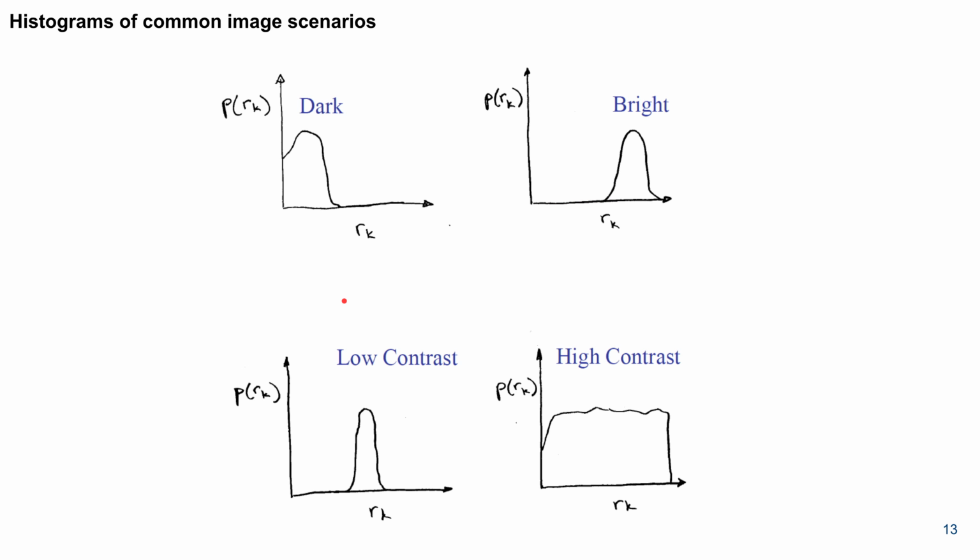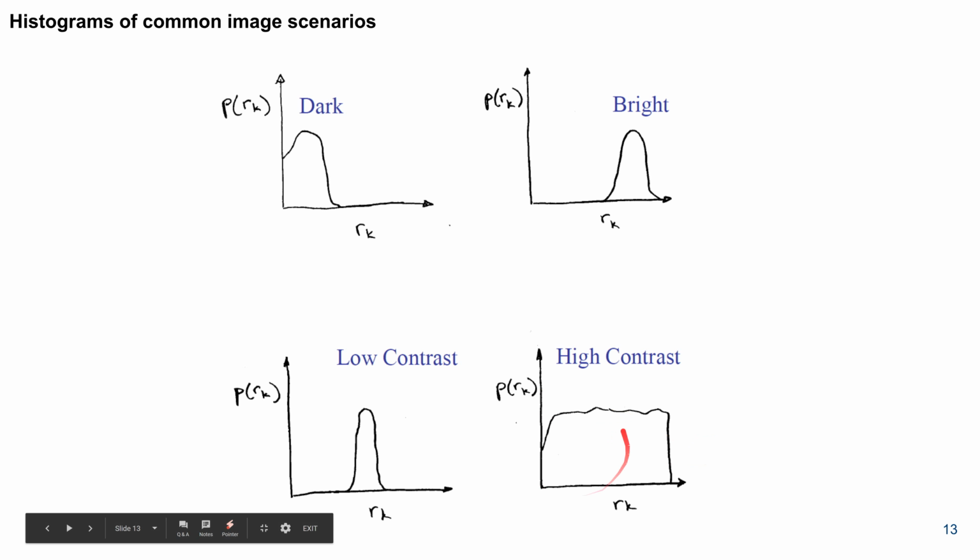So a low contrast image, okay, you can see would have a histogram that looks something like this. So what this means is that we have a very narrow range of pixel values that are actually used in our image. Okay, so this is undesirable. An image that has a histogram that looks something like this, where we have a narrow range of pixel values that are actually used in the image, will give us low contrast.